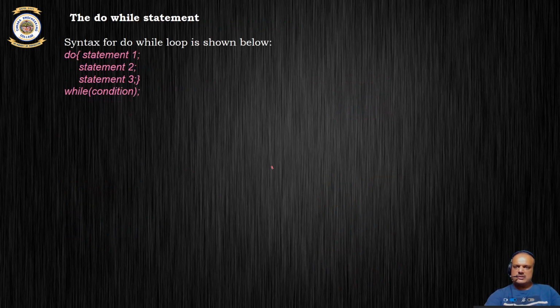Now that is the syntax of a do while loop. So this is the syntax of a do while loop. I have do, but I have while at the end. So one time execution is guaranteed.